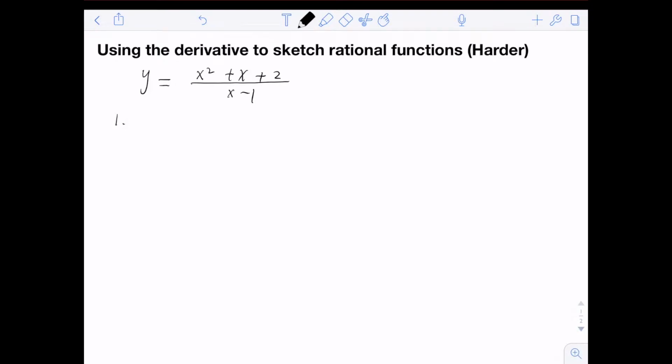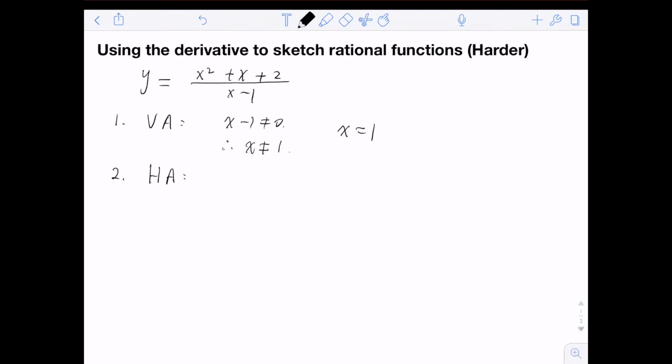The first step was finding the vertical asymptotes. I'm just going to write VA, vertical asymptotes, which is where the denominator cannot equal 0. x minus 1 cannot equal 0, and therefore x cannot equal 1. What does that mean? Meaning my vertical asymptote is x equals 1. First step. Second step is finding the horizontal asymptotes.